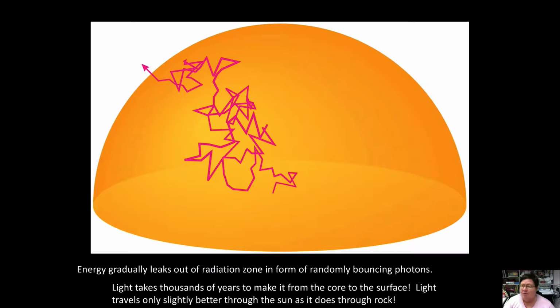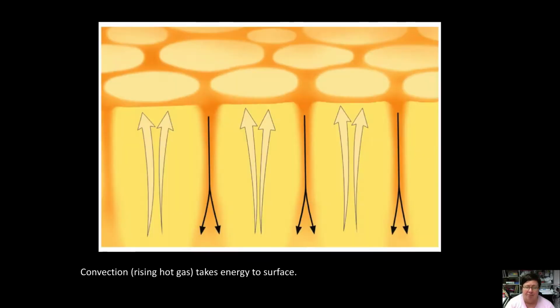And light travels only slightly better in the sun than it does through rock. So it takes a very, very long time because the sun is very dense. Okay, so this radiative transfer that happens in the radiative zone, from the core to where convection takes over, takes a very long time.